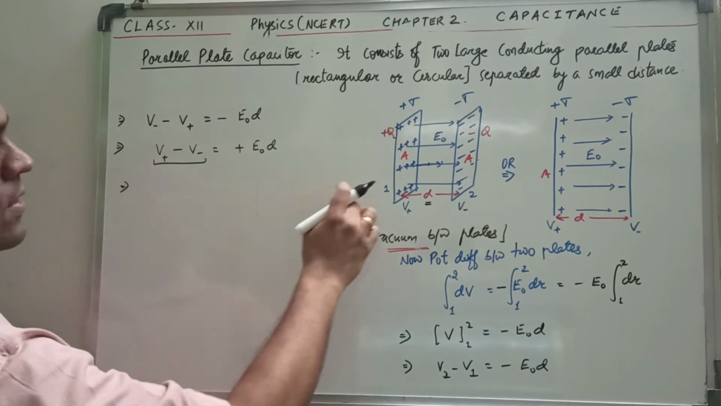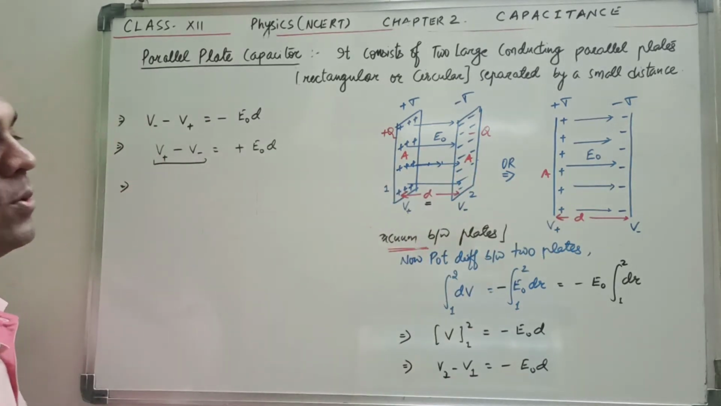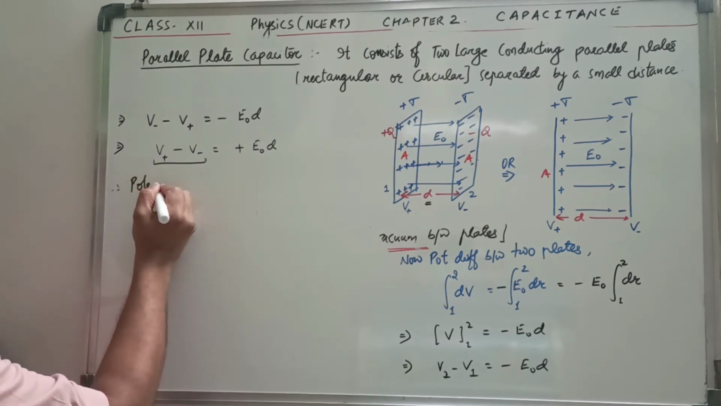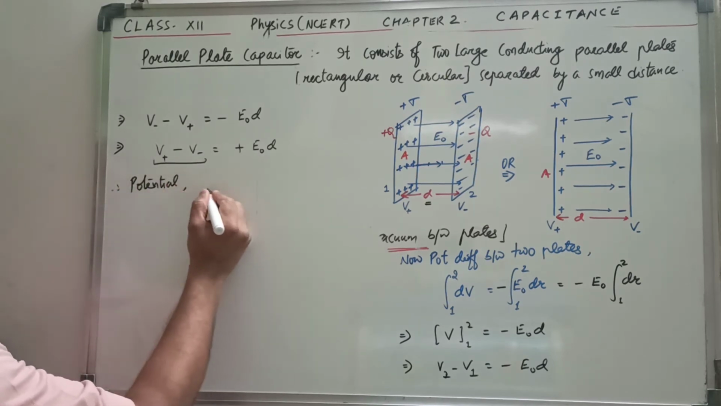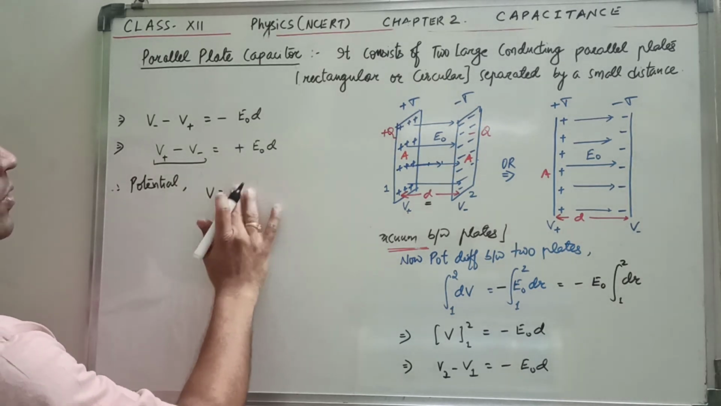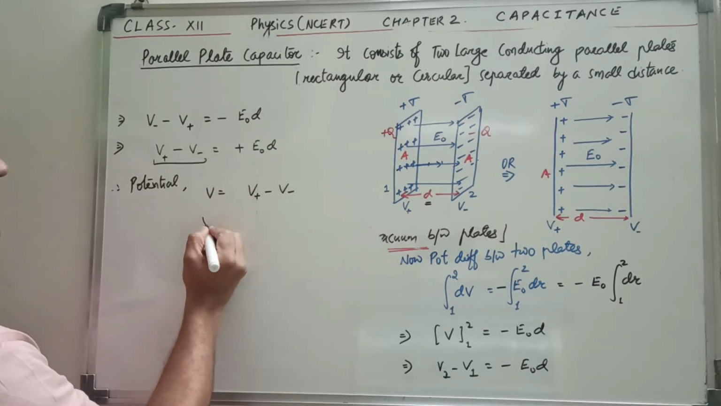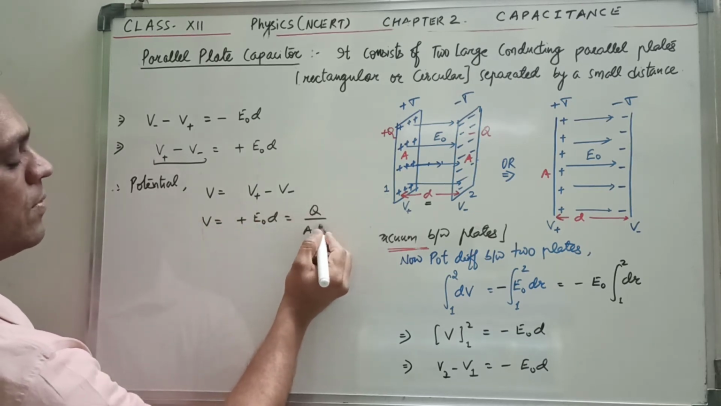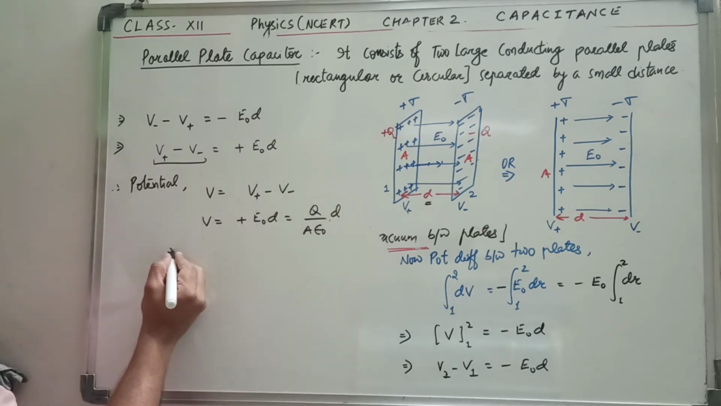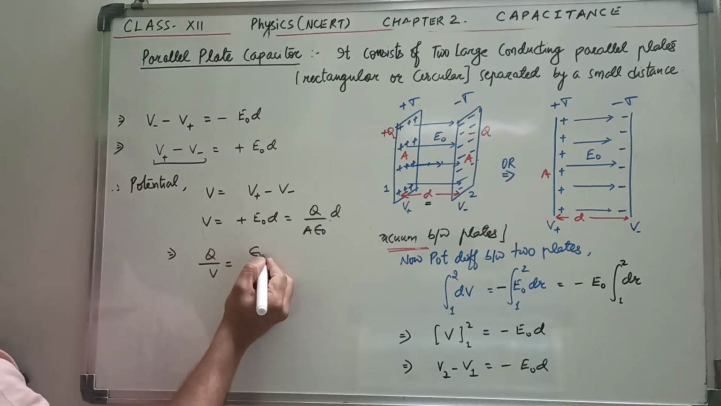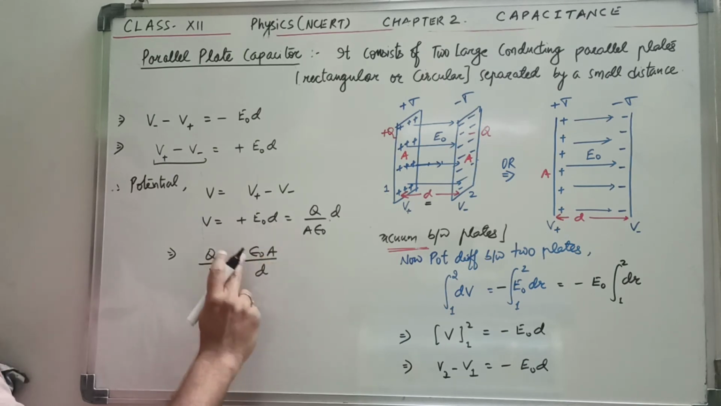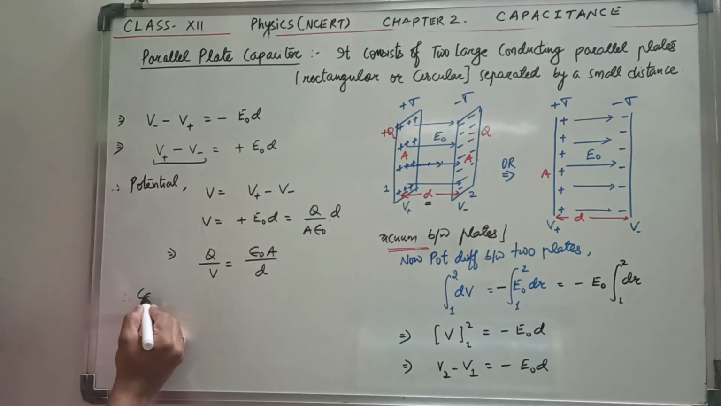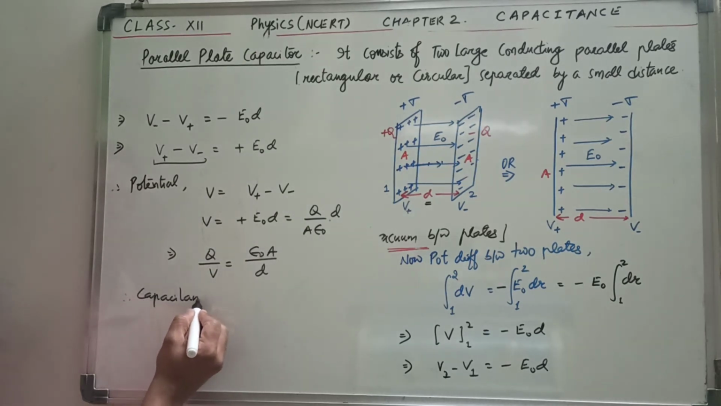And V plus minus V minus, you must be knowing, the potential difference between the two plates of a capacitor is called the potential of the capacitor. So therefore the potential of the capacitor V is equal to V plus minus V minus, this becomes plus E naught d, and E naught is Q upon A epsilon 0 into d. So this becomes Q upon V is equal to epsilon 0 A upon d. Isn't it? Q upon V will be this only.